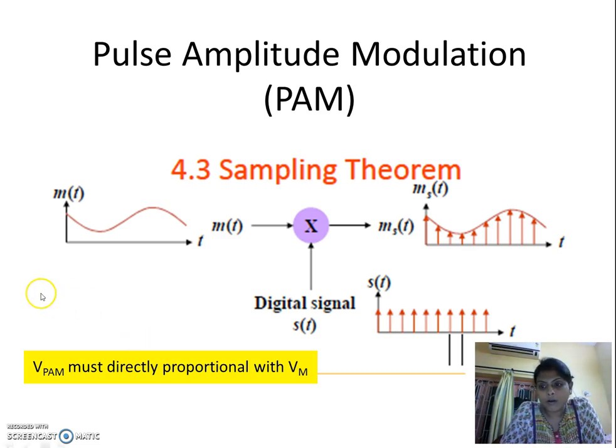The simplest of all analog modulation is pulse amplitude modulation. Here this is the modulating signal, a continuous analog signal, and it is multiplied. Here we have shown the case of ideal sampling. It is multiplied with a train of impulses. As a result, we are getting these varying amplitude train of impulses. That is, it is sampled.